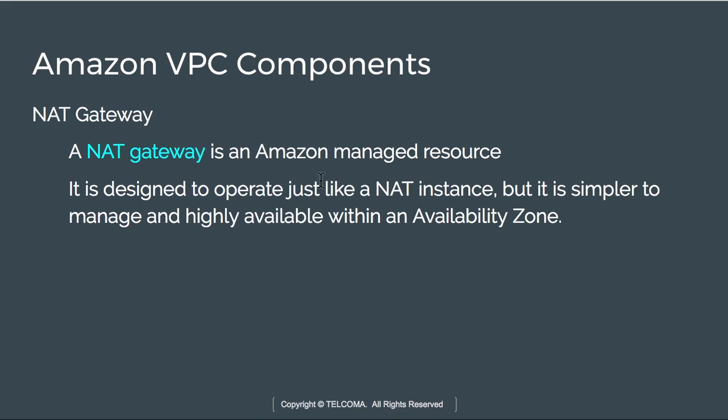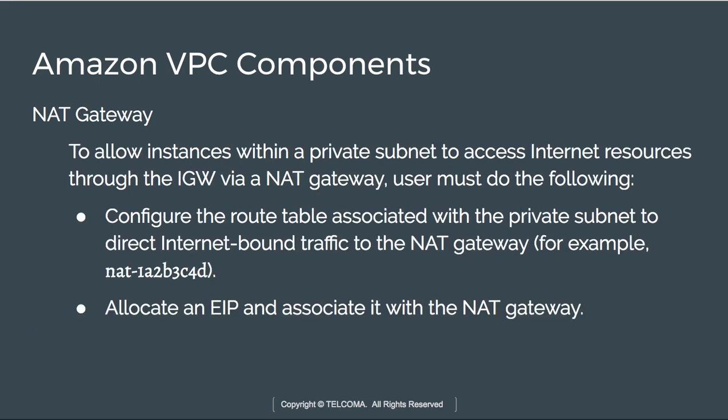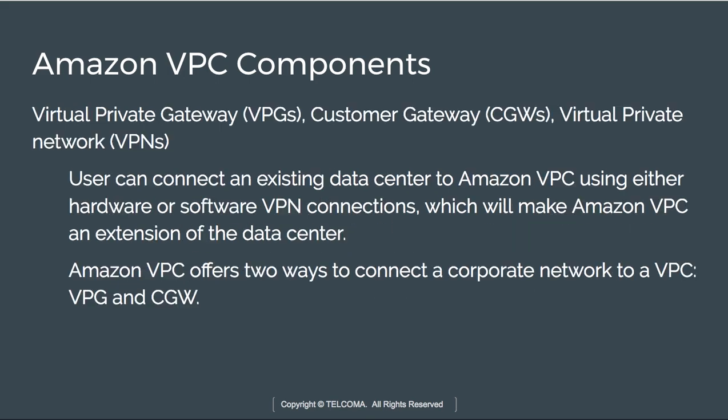The NAT gateway is an Amazon managed resource. It is designed just like a NAT instance but is simpler to manage and highly available. Like a NAT instance, this is a managed service and it allows outbound internet communication and prevents instances from receiving inbound traffic initiated by someone on the internet. We require configuring the route table, and we require allocating an EIP and associating it with the NAT gateway.